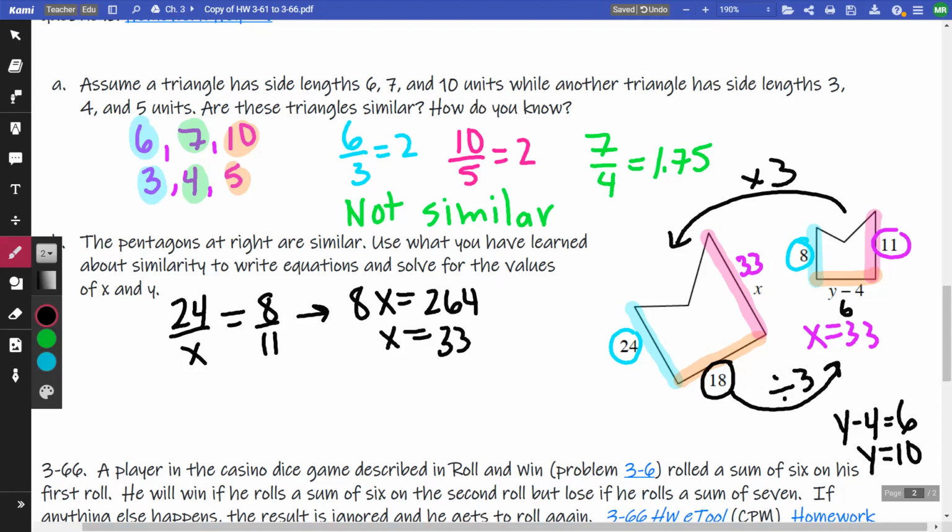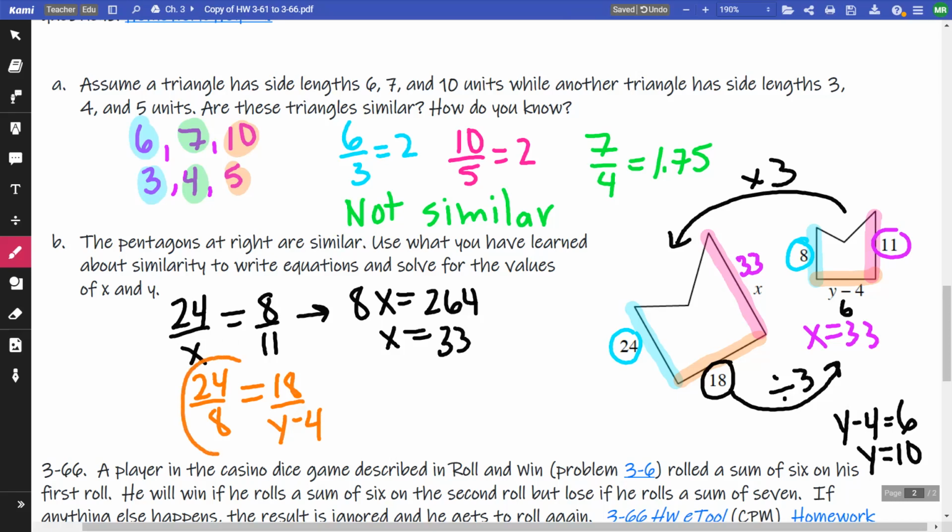Or again, I could set up a ratio and do the following. I'm going to use the 24 and 8 again, is equal to 18 over y minus 4. Now, I think I'm going to reduce this and divide both of them by 8. I'm going to get a 3. So I'm going to get 3 is equal to 18 over y minus 4.